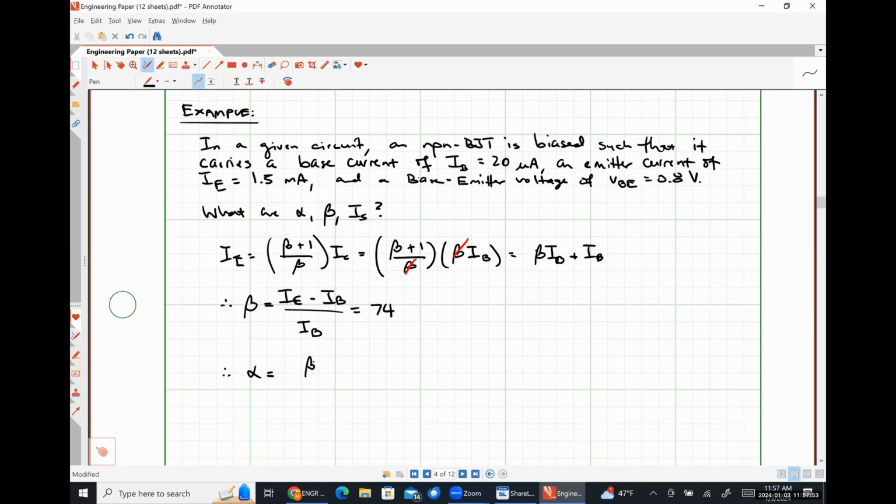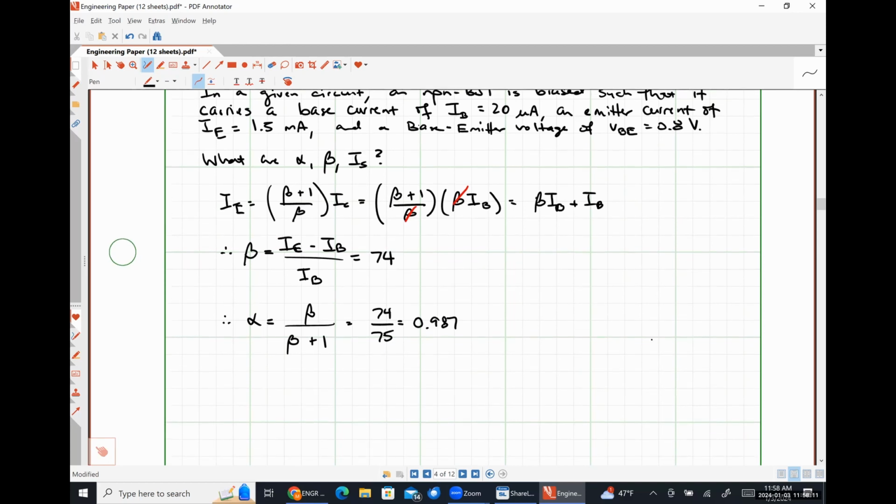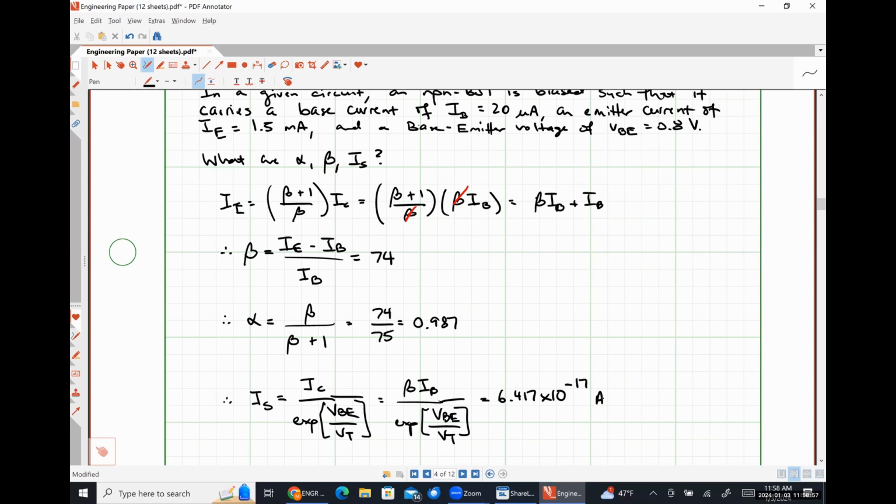Alpha is beta over beta plus 1. So that's 74 over 75, or 0.987. And then from here, we could say that IS is simply IC over the exponential of VBE over VT. So that is the same as beta times IB over the exponential of VBE over VT, which comes out to be 6.417 times 10 to the negative 17 amperes.